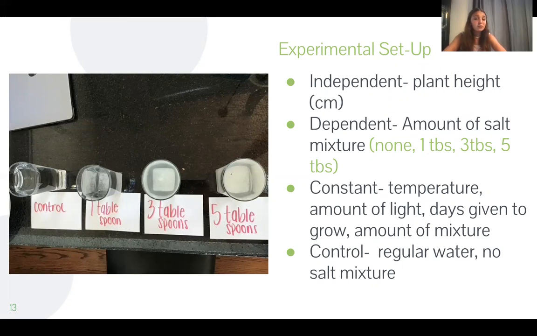My constant variables were the room temperature that was kept, the amount of light each plant was given, the days that the plants were allowed to grow, and the amount of salt and water mixture that each plant was given. And the control was the regular water, the one without any salt, so it was just regular tap water that I was watering the plant with.